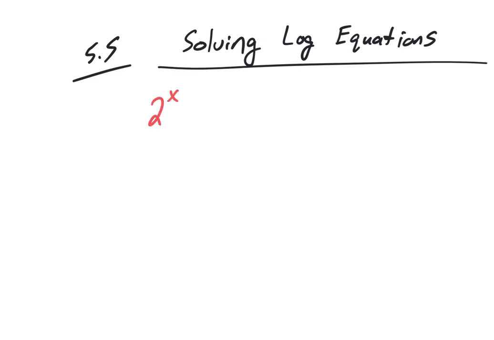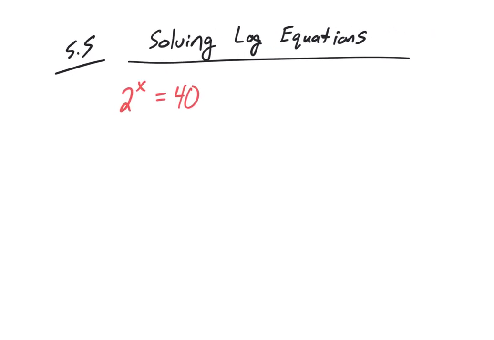2 raised to the x equals 40. One of the things we're going to notice here that is a little bit different, as we've talked about throughout this chapter, is that we have a variable in the exponent. That's different from things we've seen before, maybe in Algebra 2 a little bit. We can't just do our basic add, subtract, multiply, divide and get x by itself. Our goal is still to get x by itself, but because we have a variable in the exponent, that makes things a little bit different.